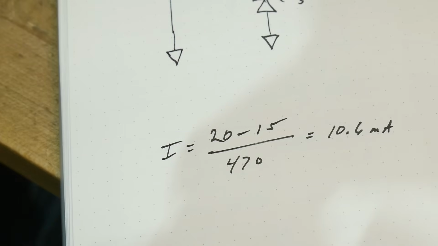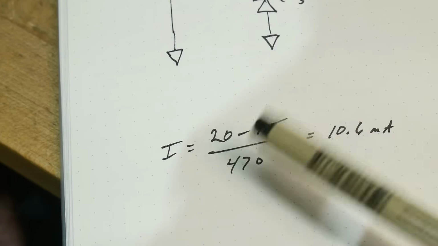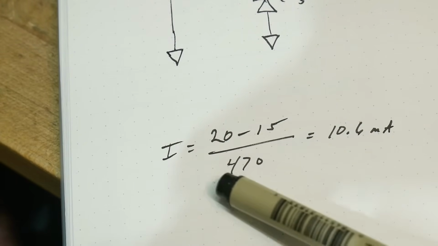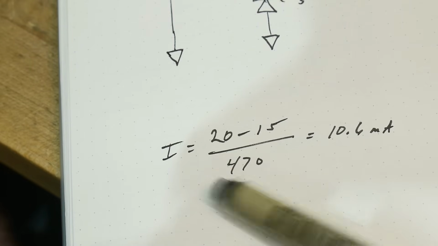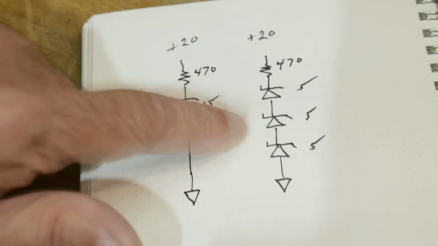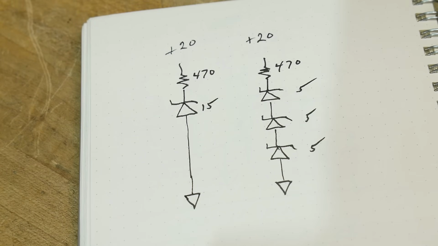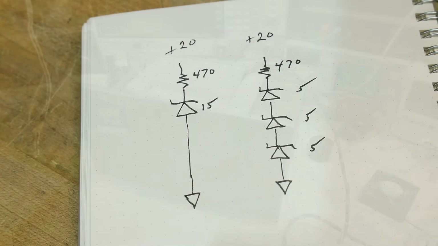So in my particular setup here, I've got 20 volts coming in to a 15-volt Zener, and I'm going to have 470 ohm series resistance, and I'm going to get about 10.6 milliamps. So in this circuit here, we're going to have about 10.6 milliamps flowing, and I have two different devices here. So let me show you what I'm going to do.